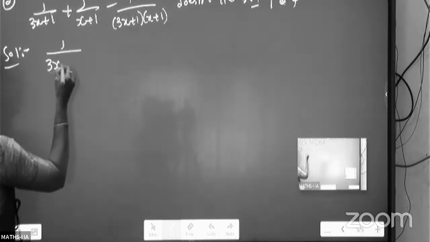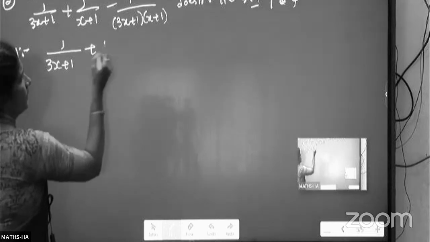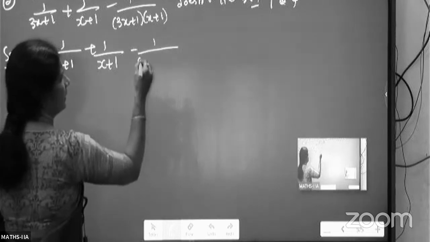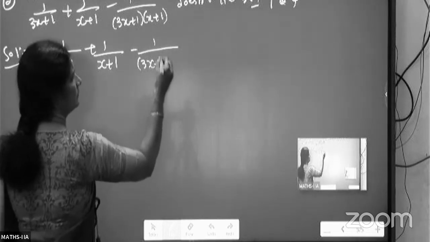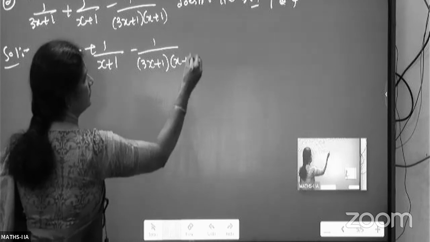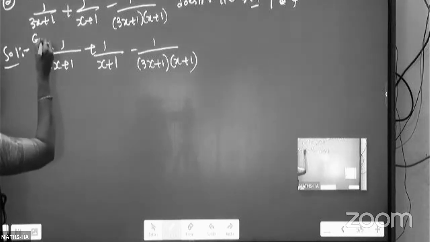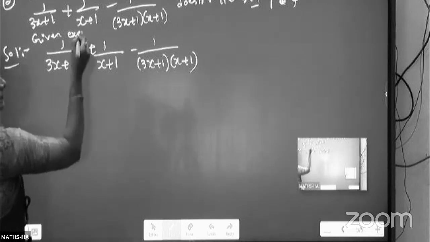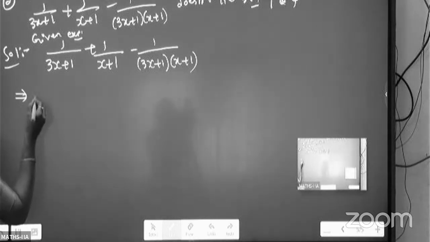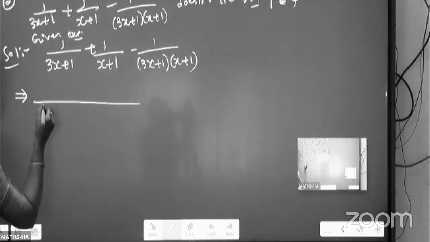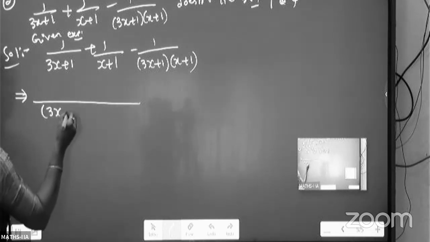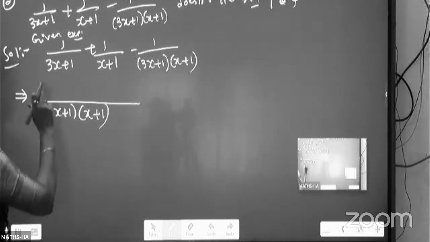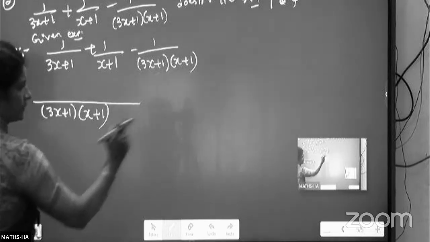1 by 3x plus 1, this is the given expression, plus 1 by x plus 1, minus 1 by (3x plus 1) into (x plus 1). So here, to begin, what do you have to take? The given expression. Immediately take LCM. The LCM for it is (3x plus 1) into (x plus 1), because among the denominators, this is the bigger term, so we are taking it.